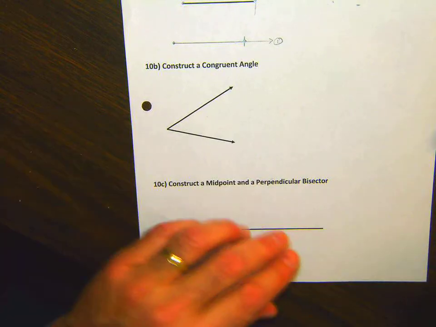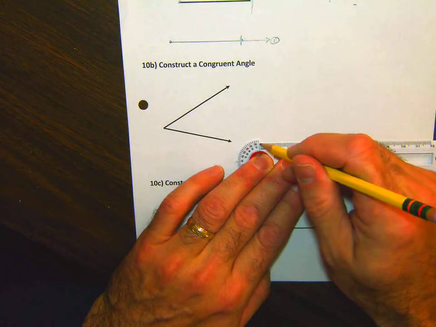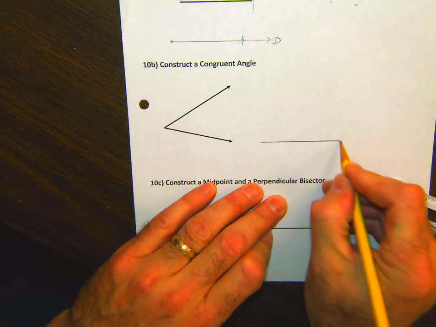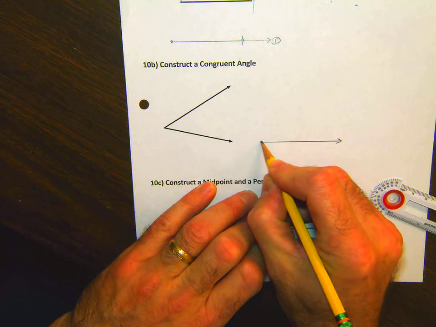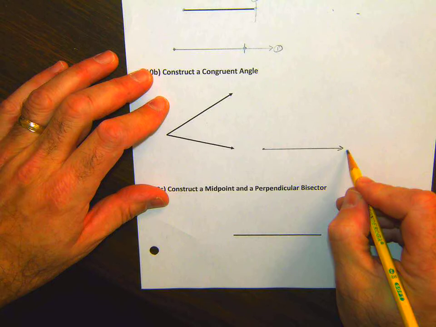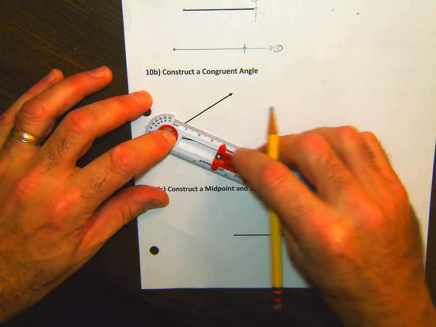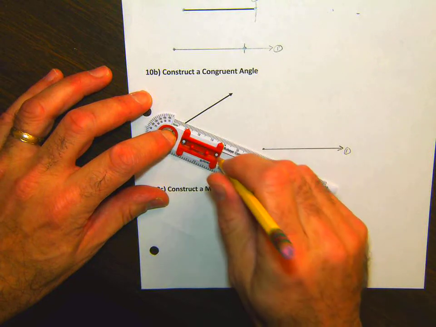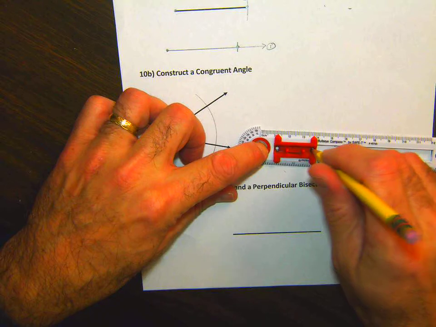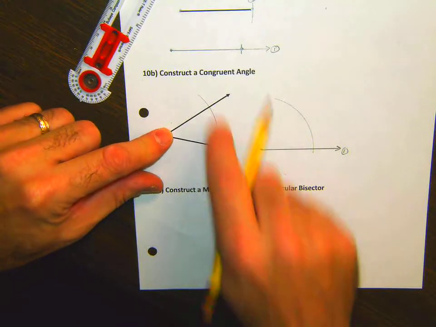This one, again, we're going to start with a ray, and we're going to build the angle on top of it. So here's my ray. Now I need to know how far up to go. So that was my first step. My next step is to go ahead and put an arc across and have the same radius down here. So now I need to know how far up.